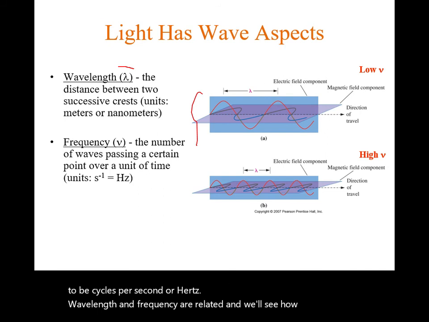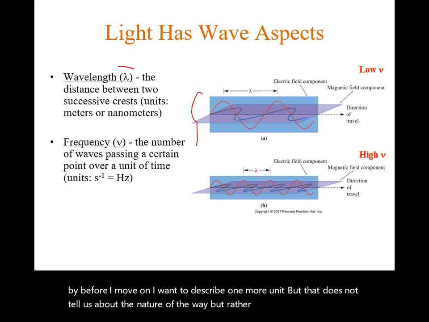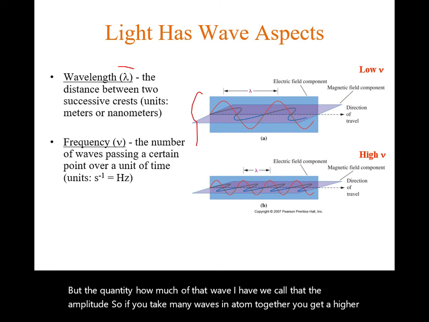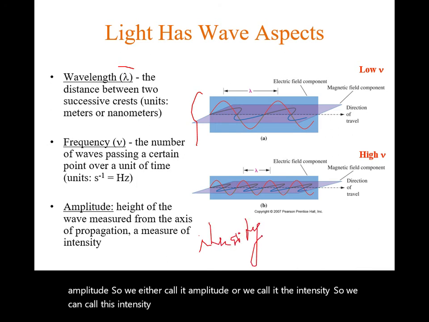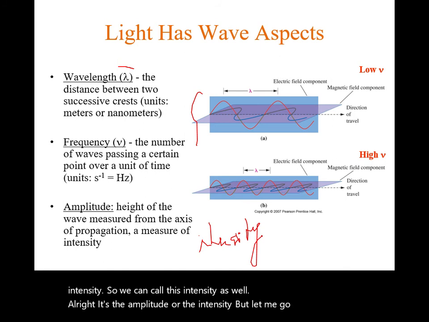But before I move on, I want to describe one more quantity, one that does not tell us about the nature of the wave, but rather the quantity, not quality, but the quantity, how much of that wave I have. We call that the amplitude. So if you take many waves and add them together, you get a higher amplitude. We either call it amplitude or we call it the intensity. All right, it's the amplitude or the intensity. But let me go back to wavelength and frequency and see how they're related.